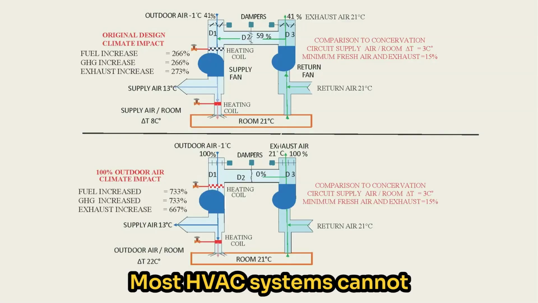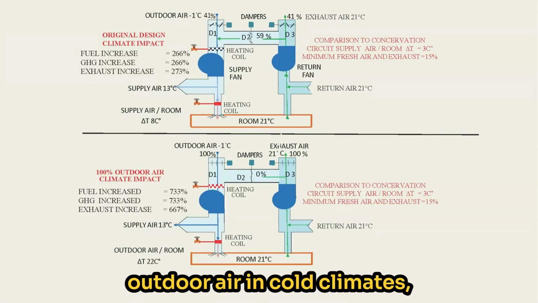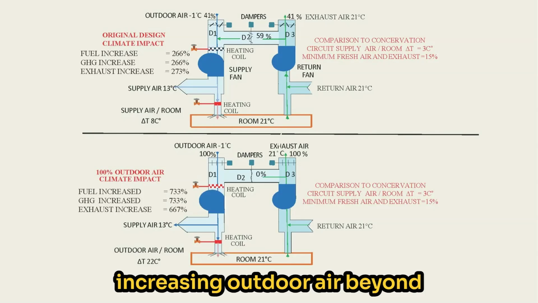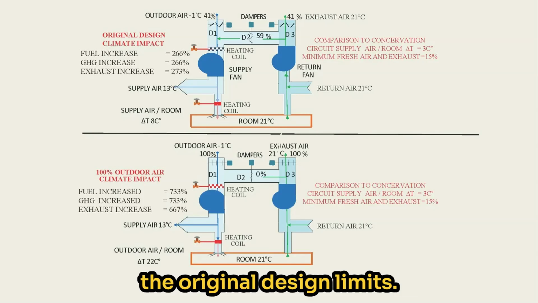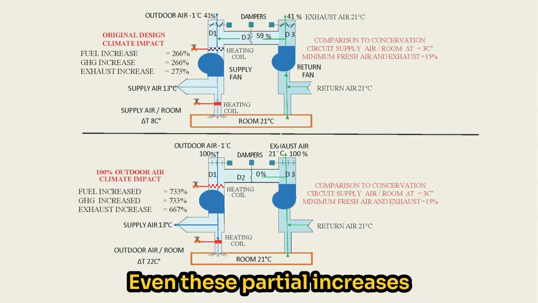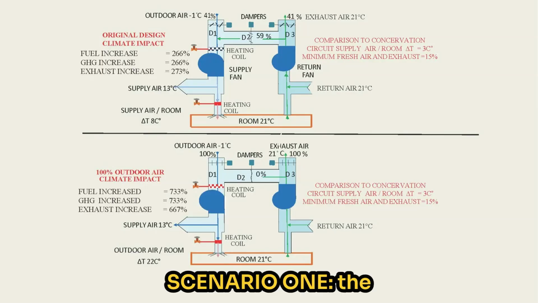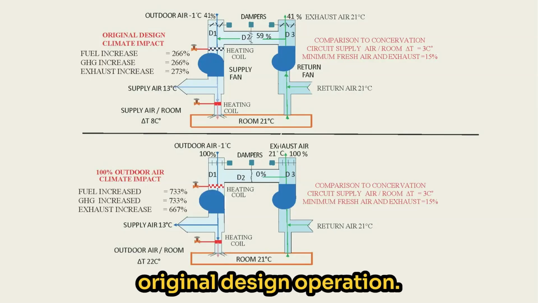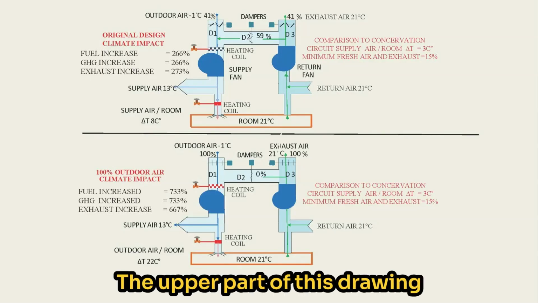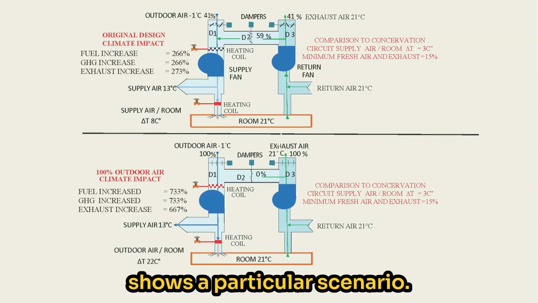Most HVAC systems cannot operate 100% outdoor air in cold climates, but many are capable of increasing outdoor air beyond the original design limits. Even these partial increases have serious consequences. Scenario 1: the conservation circuit to original design operation. The upper part of this drawing shows a particular scenario.